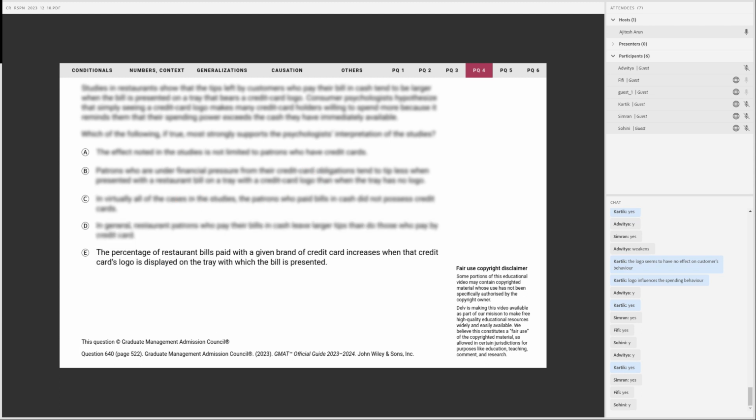I'll take this one. The percentage of restaurant bills paid with a given brand of credit card increases when that credit card's logo is displayed on the tray with which the bill is presented. This one has absolutely nothing to do with tips. It's just saying the percentage of bills paid with a given brand of credit card increases when you show that credit card's logo on the tray. Okay, great. But how does it explain anything about tipping? So we'd have to say that option E is irrelevant. Okay, it's an alternate finding. Yeah, it's just something else that they found. It's not helping you explain the hypothesis or strengthen the hypothesis in any way.